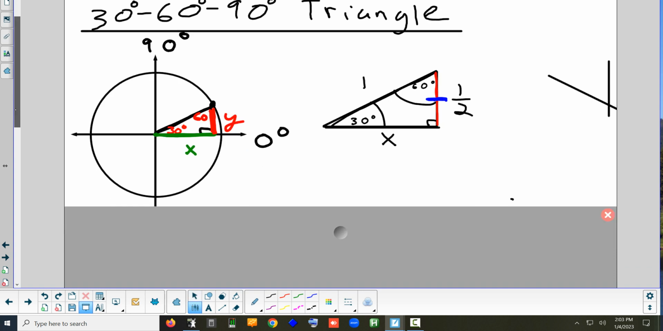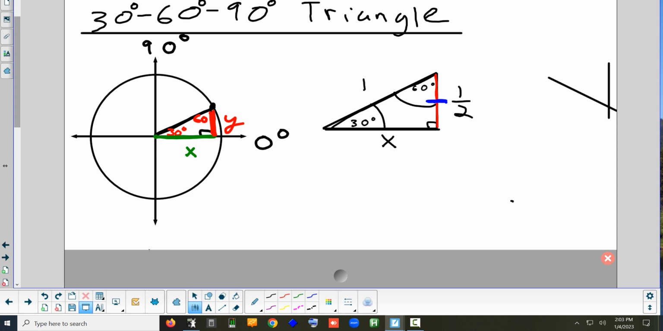So, Tony, can you set that up for me using Pythagorean theorem? It's 1 squared minus 1/2 squared. Let's set it up with your normal formula, and then we'll worry about moving things from side to side. Then equals x squared plus 1/2 squared. So there's your formula with Pythagorean theorem.